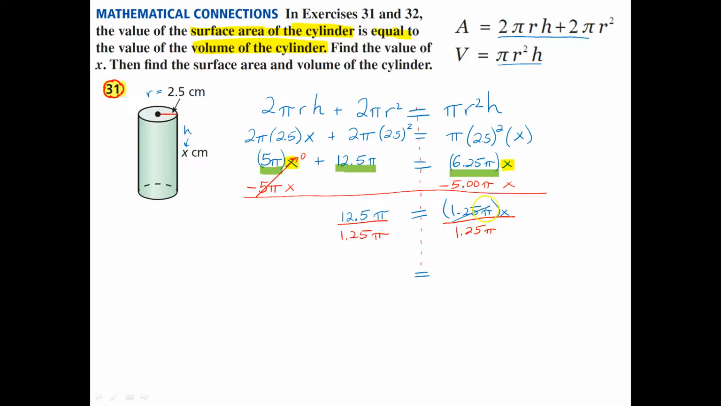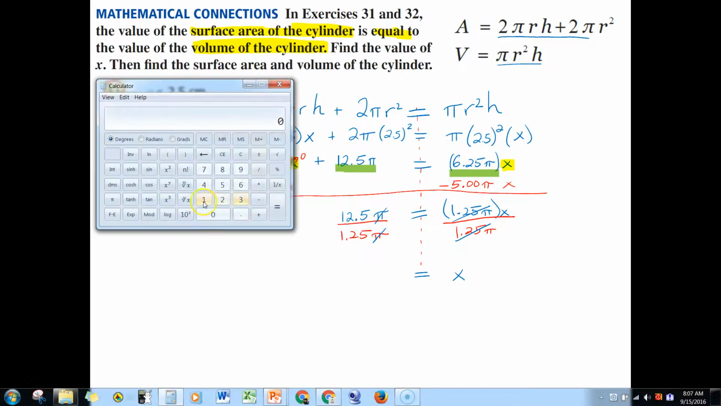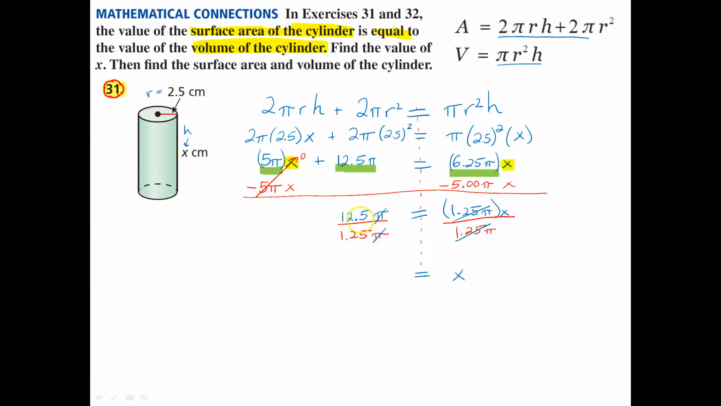So 1.25 pi divided by 1.25 pi is 1, and 1 times x is x. On this side, pi divided by pi is 1, so these cancel out. And 12.5 divided by 1.25 is 10. I'll just prove it to you. 12.5 divided by 1.25. I can tell it was 10 because the decimal place was just moved over 1. So x equals 10.